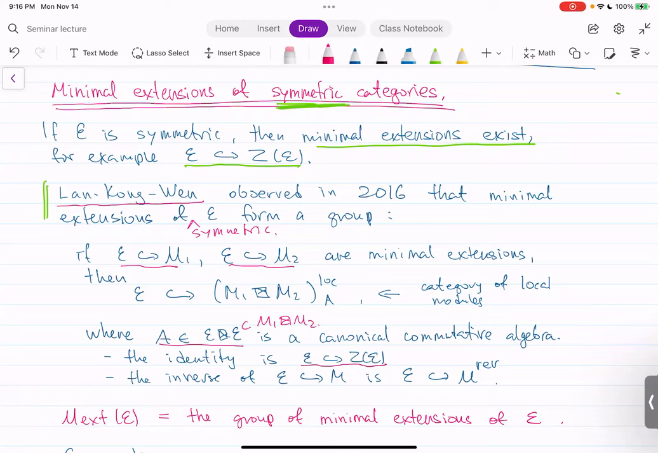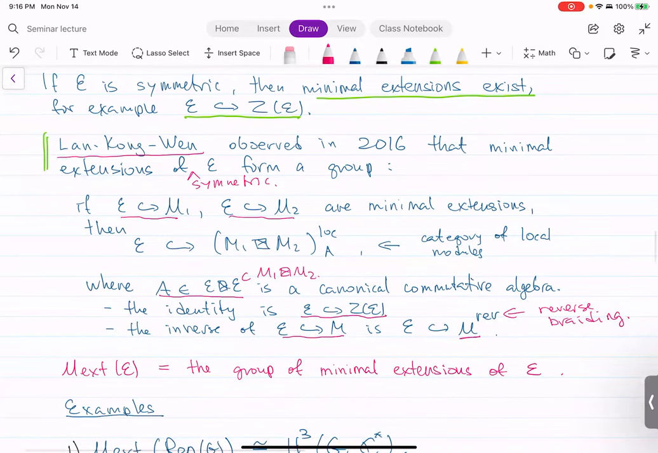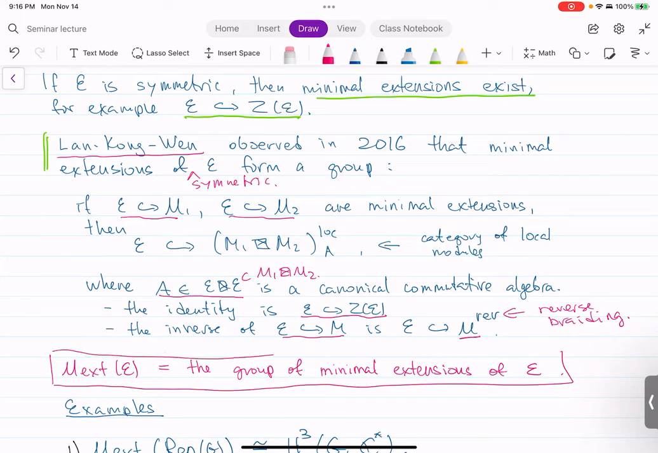And the inverse, I think we have seen this before: the inverse of an extension is the reverse extension. So you put E inside M reversed, where reversed means reversed or opposite braiding. Whenever you have a braiding, you can always reverse it and get a potentially different braiding. So we have a group. In fact, it's more than a group, it's at least a 2-group, but for now let's just think about the group structure. M(E), the group of minimal extensions of a symmetric category E.